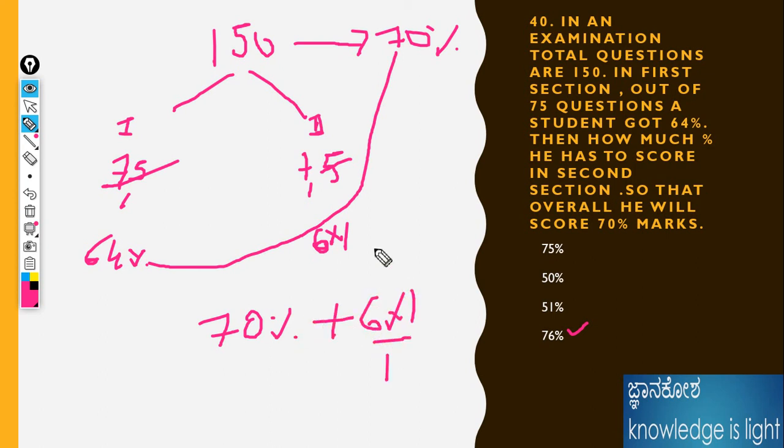What is the value of 1? Here this is the value. We need to multiply with the value. That's why I am dividing this one. For the total, 70 plus 6 into 1 divided by 1 is 1 only. 70 plus 6 is 76. Like that, we need to do the shortcuts.